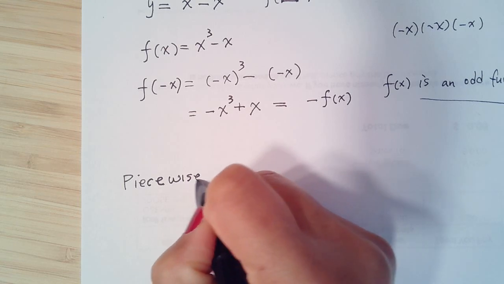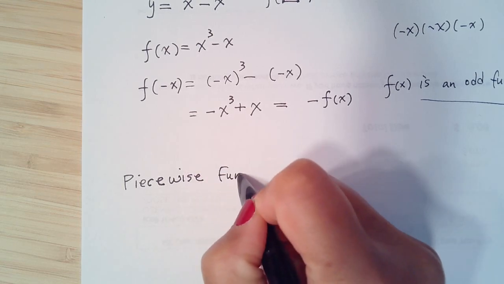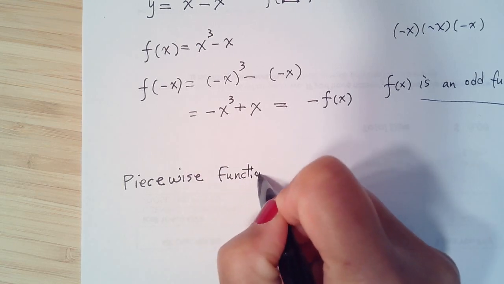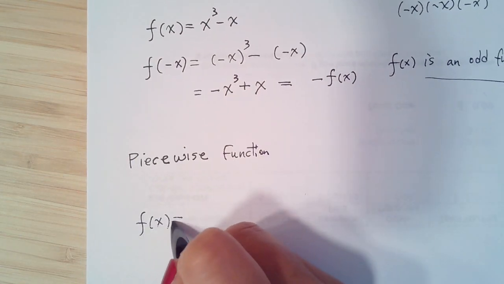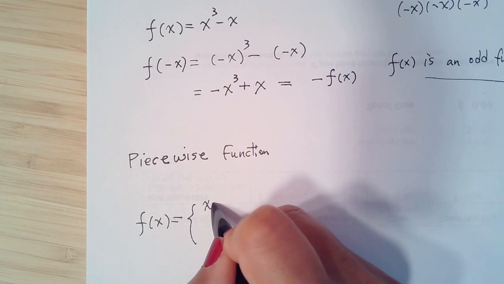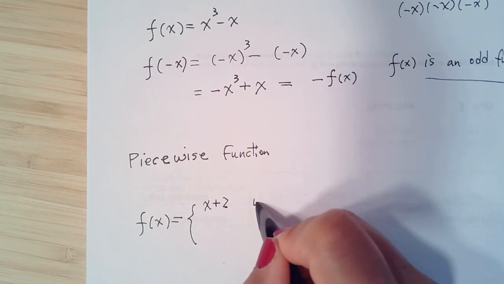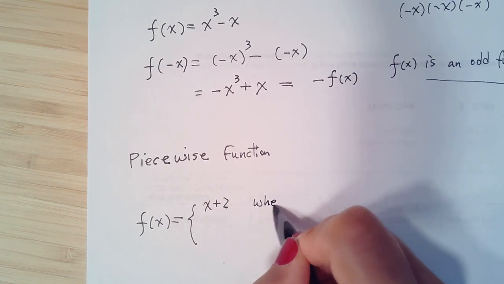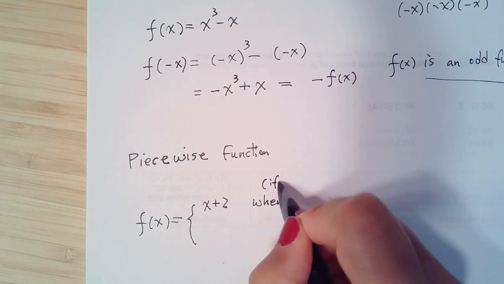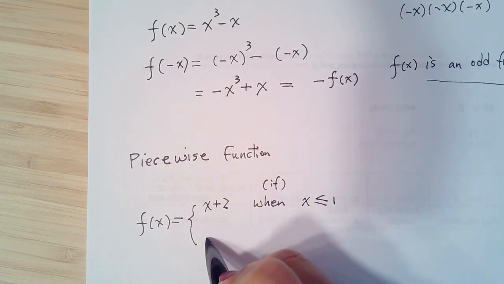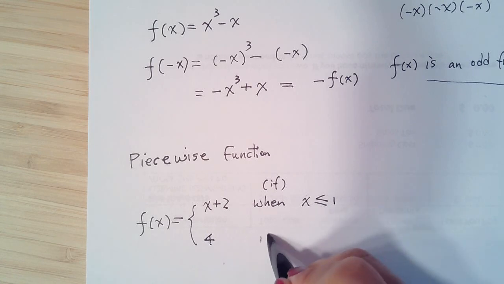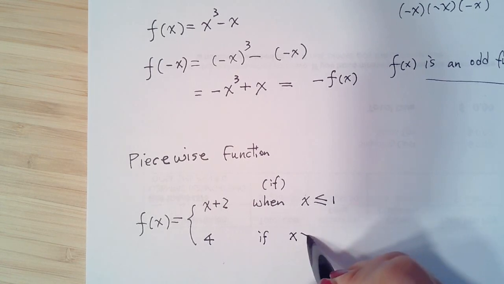Piecewise function. I give you one example. I tell you f of x equals x plus 2 when, or if, it's the same thing, x is less than or equal to 1, and it's 4 if x is greater than 1.